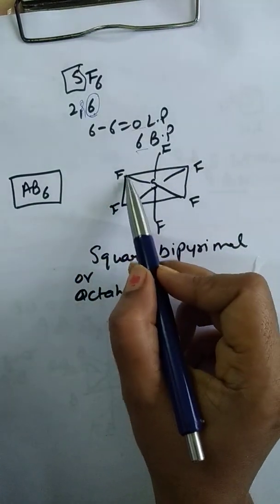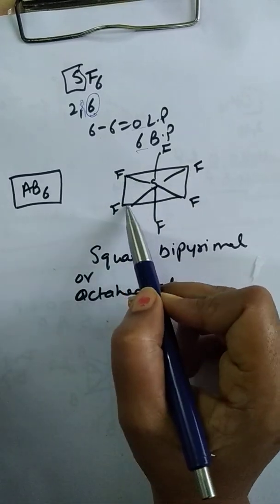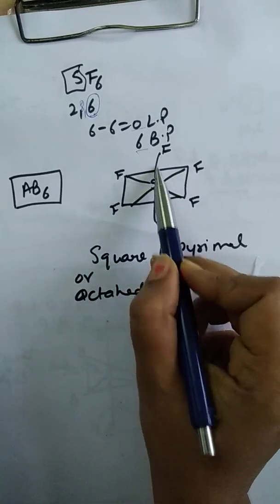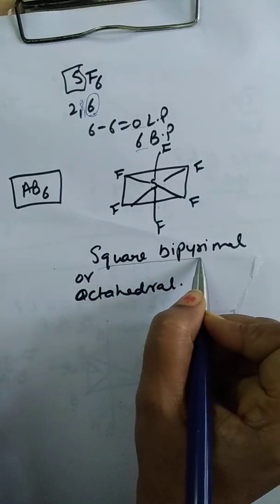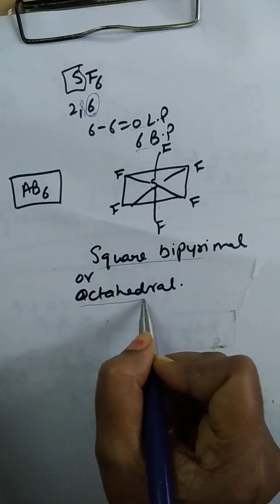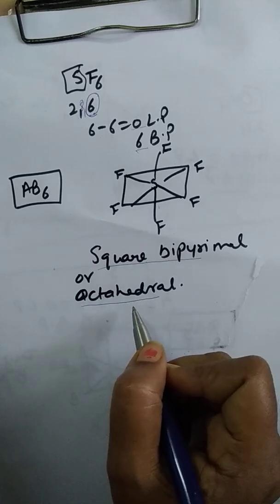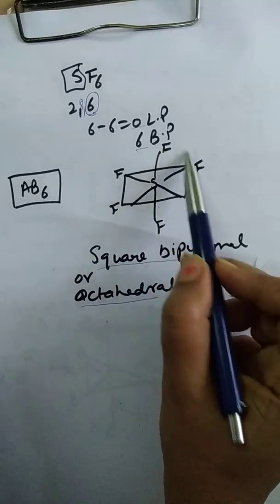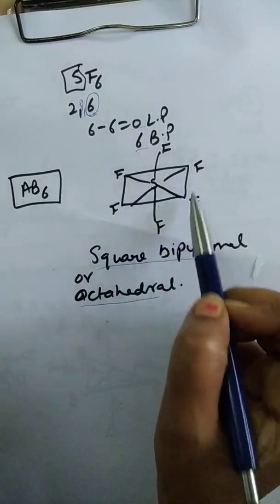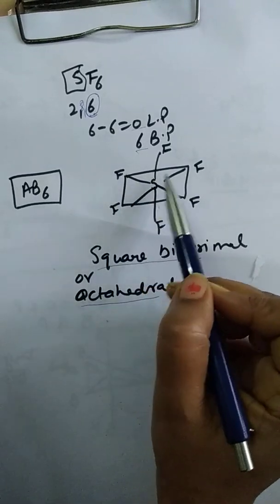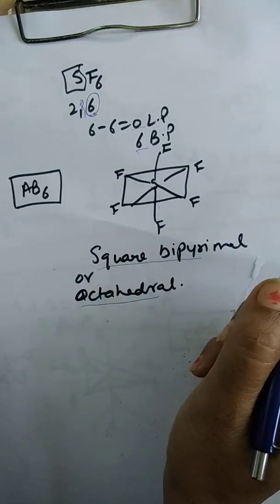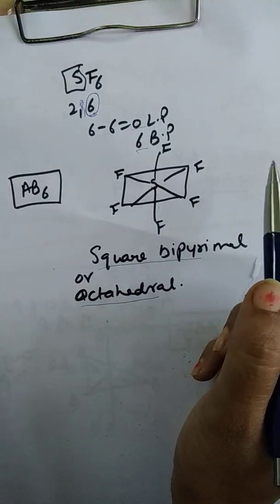So 4 bonds will be in one plane, making a kind of square, one up and one down. We can call this shape square bipyramidal also. We can call it octahedral also. Now the question is, there are 7 atoms total, 1 sulfur and 6 fluorines, and it is having 6 bonds with fluorine. Then why is it called octahedral?